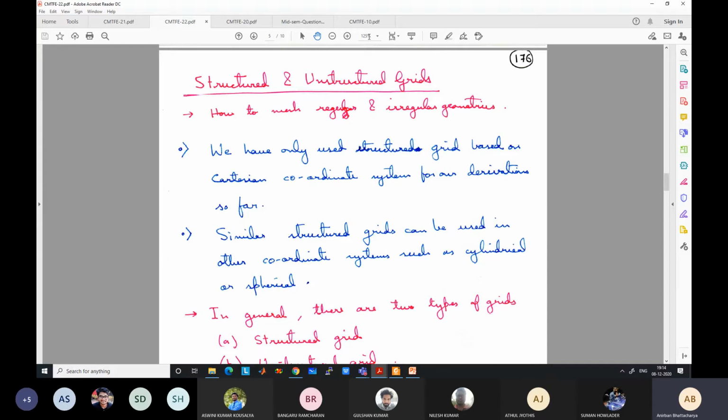Cartesian coordinate systems are very widely used for solving many CFD problems, but they are not necessarily the only coordinate systems or grid types that can be used. If you use a Cartesian coordinate system and the grids are aligned with it, it is known as a Cartesian grid. Whatever we have studied is based on the Cartesian grid. This type of grid is known as a structured grid.